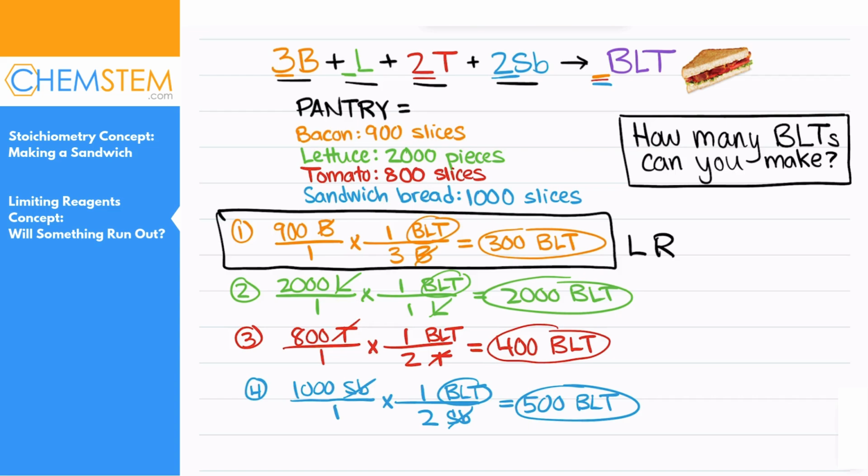Your answer for which one is the limiting reagent is going to be the one that gives you the least amount of product. So because of the 900 slices of bacon, we can only make 300 BLTs. Notice here also that 900 was not the smallest part of our inventory. We actually had fewer slices of tomato than slices of bacon, but because of the ratio, because we need more bacon per sandwich than tomatoes per sandwich, it's the reason why it ran out first.